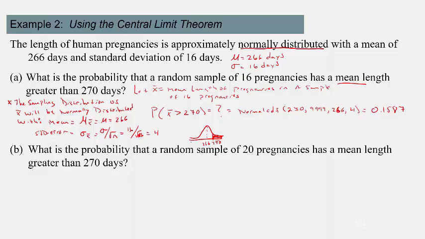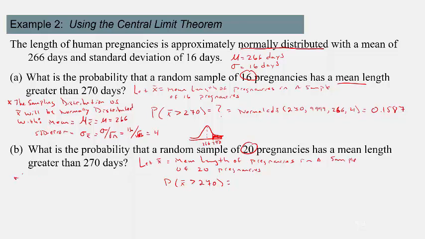Let's try this one next. I'm going to switch it up a little. What is the probability that a random sample now of 20 pregnancies, notice how it's changing, has a mean length greater than 270 days. So now here my x bar is going to be the mean length of pregnancies in a sample of 20 pregnancies. And here I want to find what's the probability that this sample mean is greater than 270.